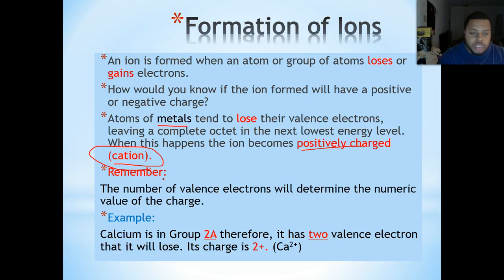So, using the example, calcium is in group 2A, therefore it has 2 valence electrons. When it loses electrons, it's going to lose both of those electrons, so it's going to end up with a charge of 2 plus or plus 2.